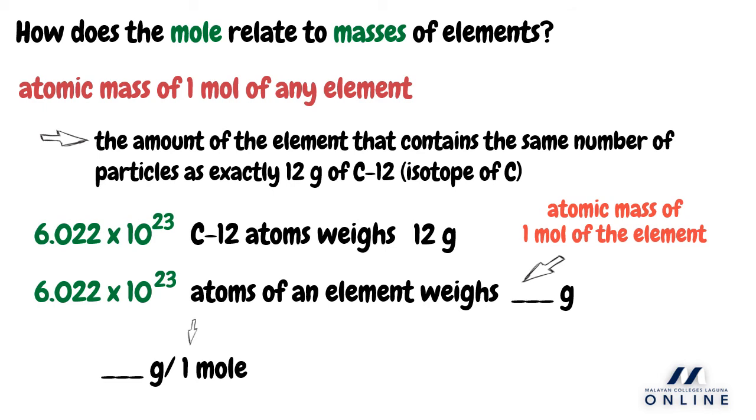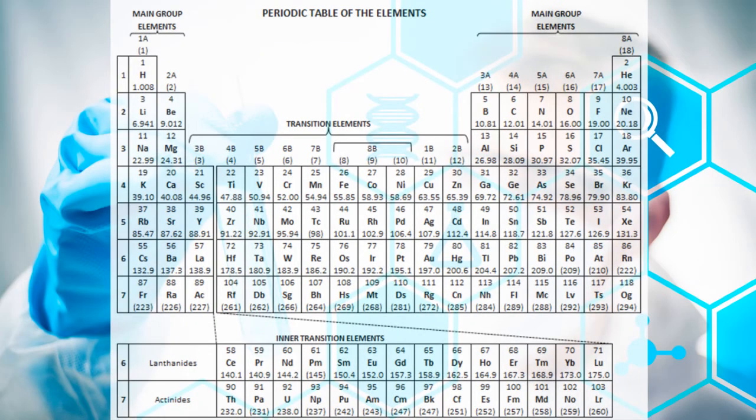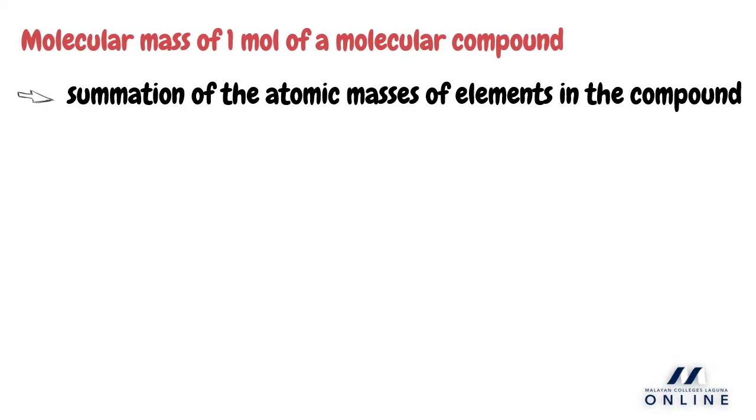That is pertaining to the mass, which is the grams, and 1 mole is 6.022 times 10 to the positive 23 atoms. And this is actually summarized in the periodic table of elements. The periodic table of elements would give us the atomic mass of the elements in the unit of grams per mole. If we have a covalent molecular compound, we can get molecular mass of 1 mole of this compound by getting the sum of the atomic masses comprising the compound.